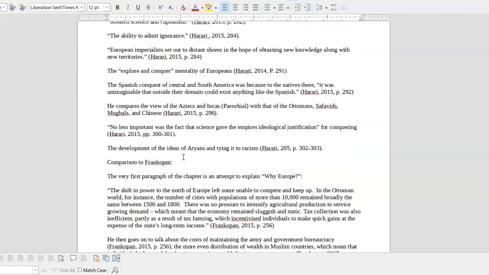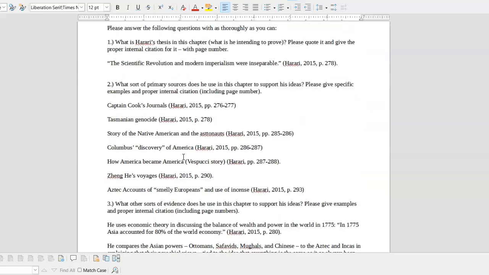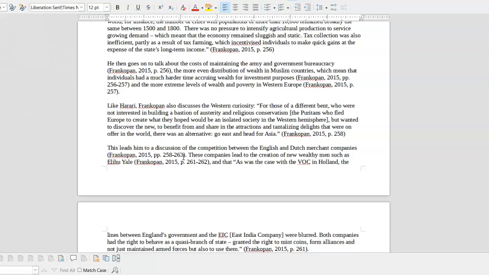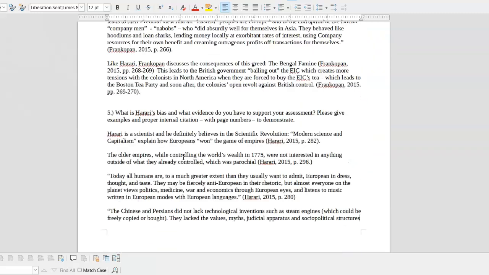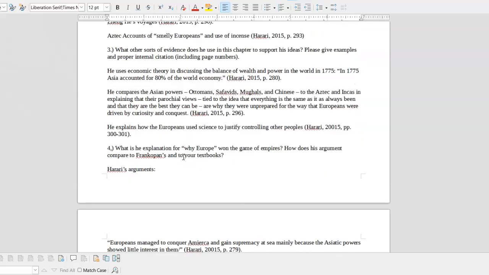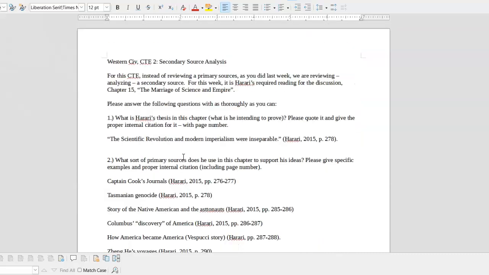All right, those are my notes for the first CTE, or the second CTE that you did, which I hope to be grading in the near future. If you have questions, let me know. I am going to probably post this so that you can see it, and then use it so that I can say, well, did you look at my examples in question 2 for what you should be looking for in these primary source answers?